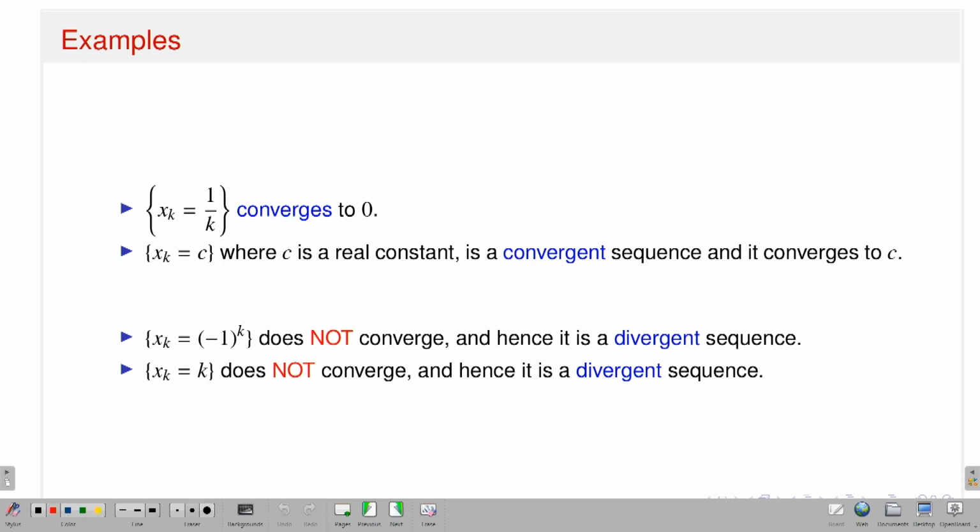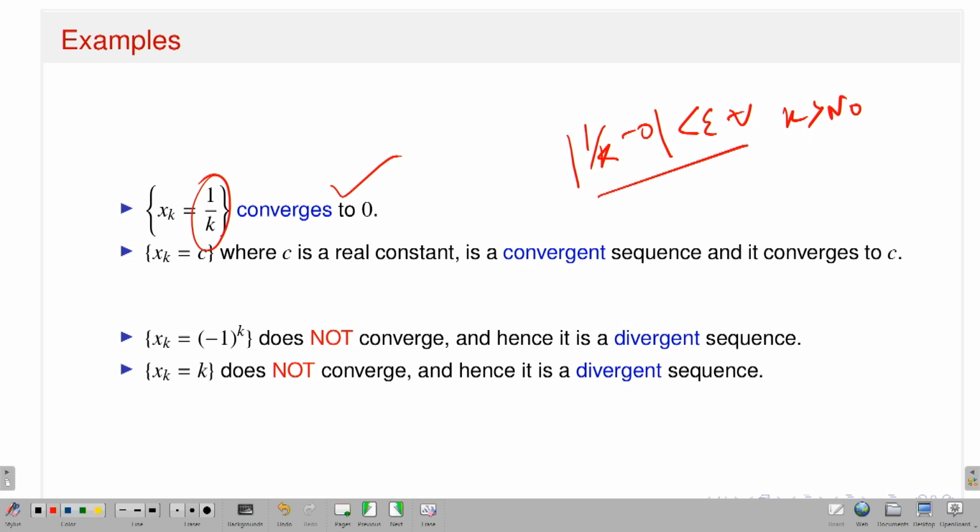So, now it is clear what the meaning of convergence of sequences in R is. Later I will introduce similar notation in the context of Rn. Before that, let us see some examples of sequences in R. For example, if I consider the sequence 1 by k, then one can check that it converges to 0. That means I can make the distance between elements from the tail of the sequence and 0 less than epsilon for all k greater than or equal to N naught, and that is possible by the Archimedean principle. Therefore, this sequence converges to 0.